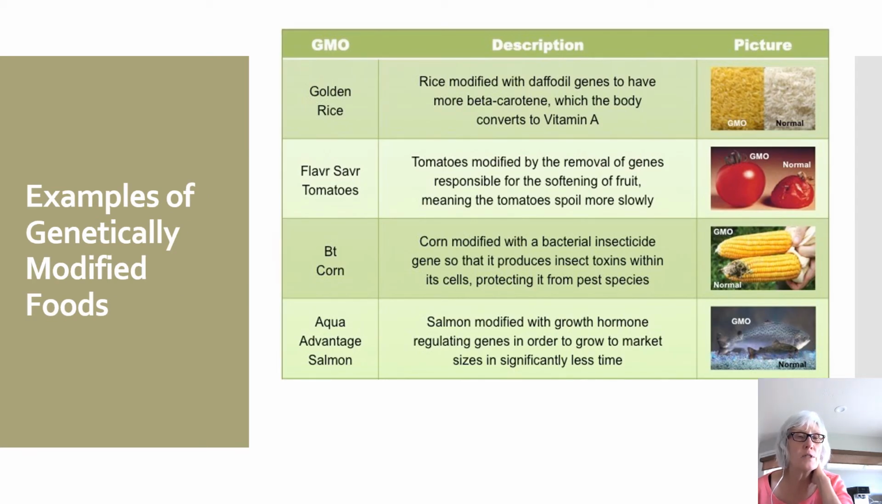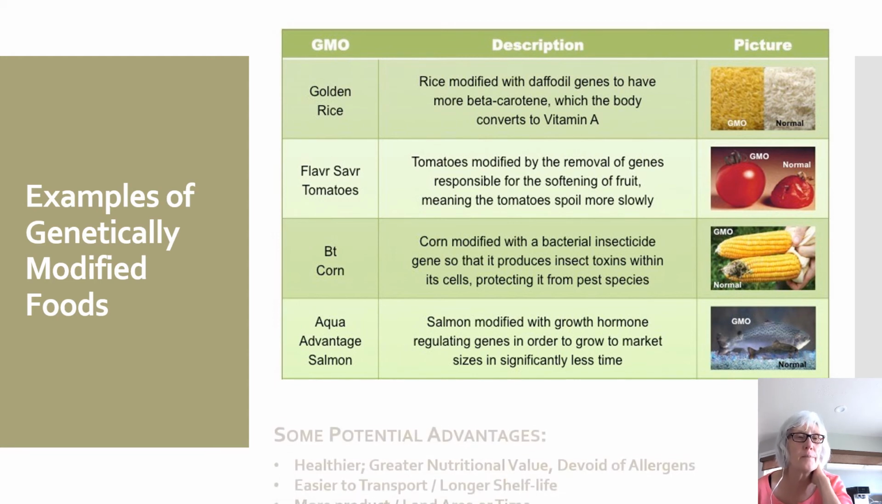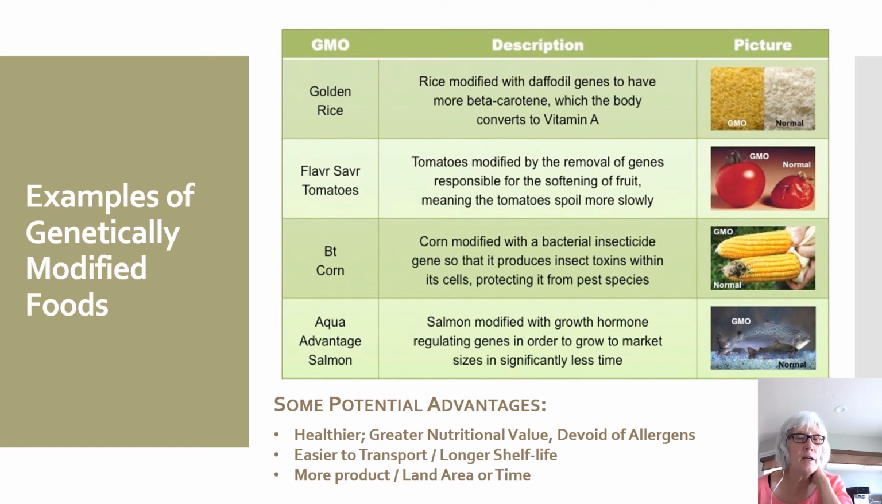Here are some examples of genetically modified foods. Did you know that some of the rice, tomatoes, corn, and salmon that you eat is genetically modified? In this table, you can see how those foods are modified. Some potential advantages for genetically modifying foods is it's possible to create healthier foods with greater nutritional value. Sometimes we can create foods without allergens, and with respect to tomatoes specifically, it makes them easier to transport and have a longer shelf life.